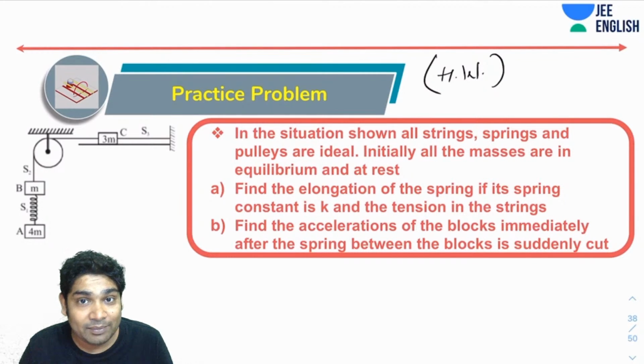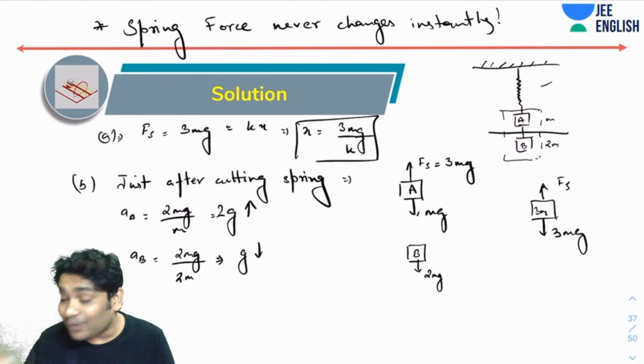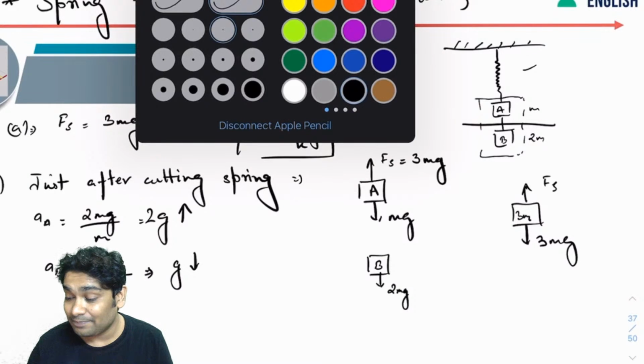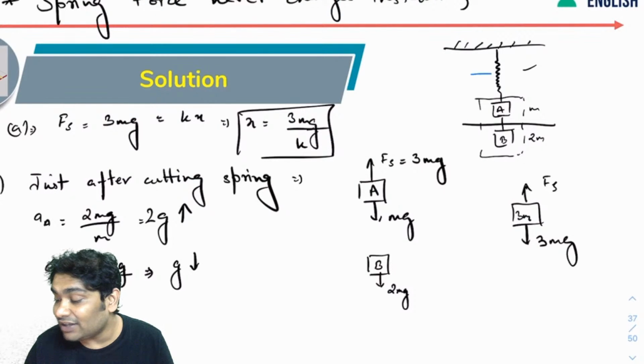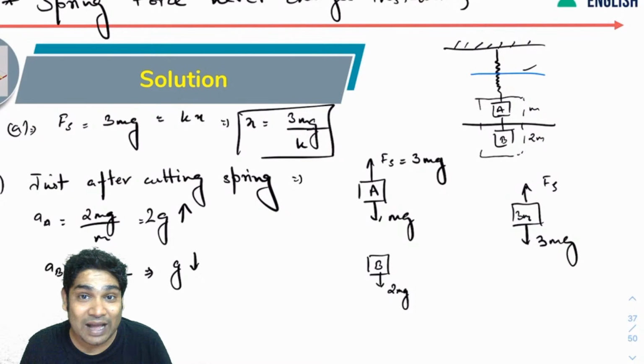Just calculate everything before the string or spring is cut. Now, please remember one thing. What happens if the spring is cut? What do you think happens then? What happens if I cut the spring?